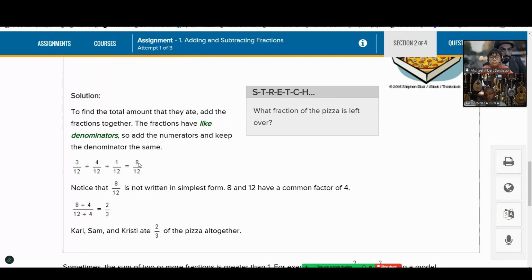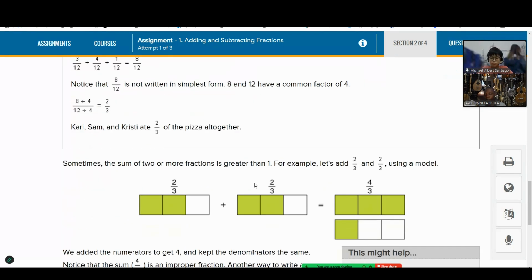And we can cut that down to the smallest fraction. Then we have to divide them both by 4, because 4 is the highest common factor of 8 and 12. So 8 divided by 4 gives us 2, and 12 divided by 4 gives us 3. So we have 2 over 3 of the whole pizza that they have eaten altogether.